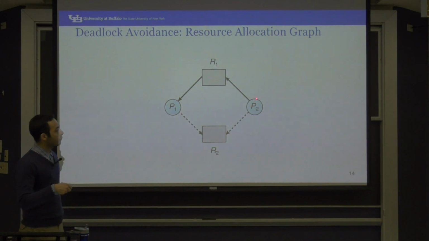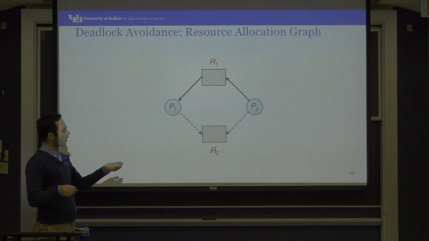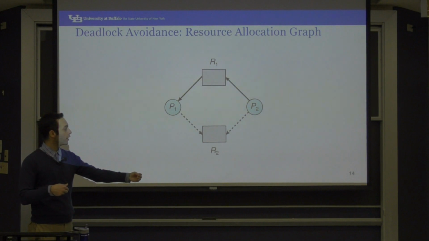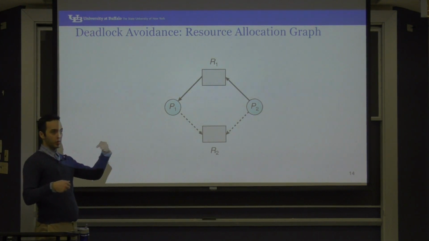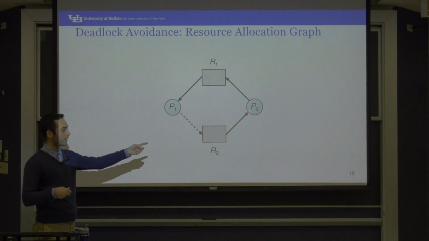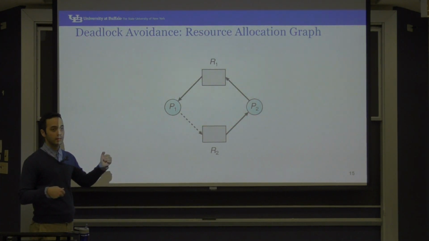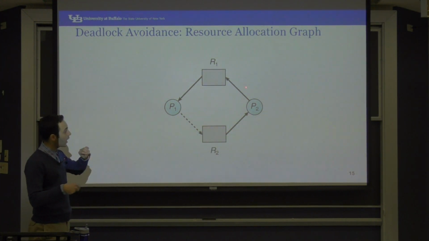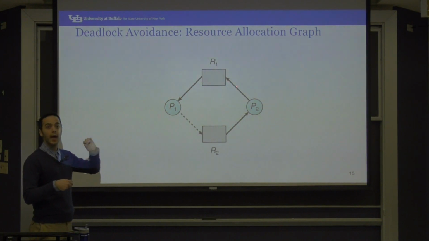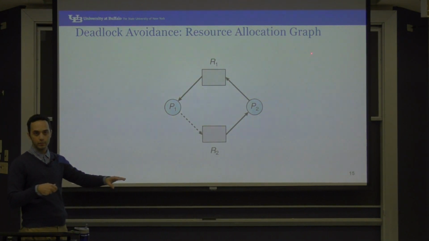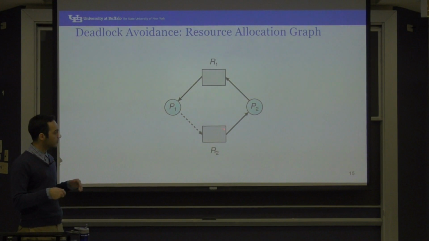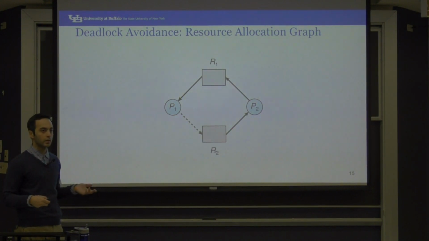Why? If P2 requests R2, then this becomes a solid line, right? Now, if the system allocates R2 to P2, then it will turn from a request to an assignment, like this. Now, if this is granted, we have a circular wait, including this dashed line. Right now, it is not a deadlock, but it may happen. So we will be in an unsafe state. So this allocation should not happen. The system can detect it and see this and then not allocate.